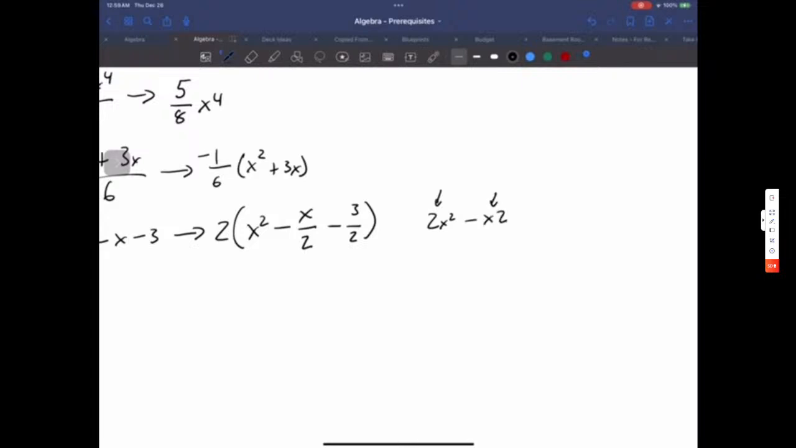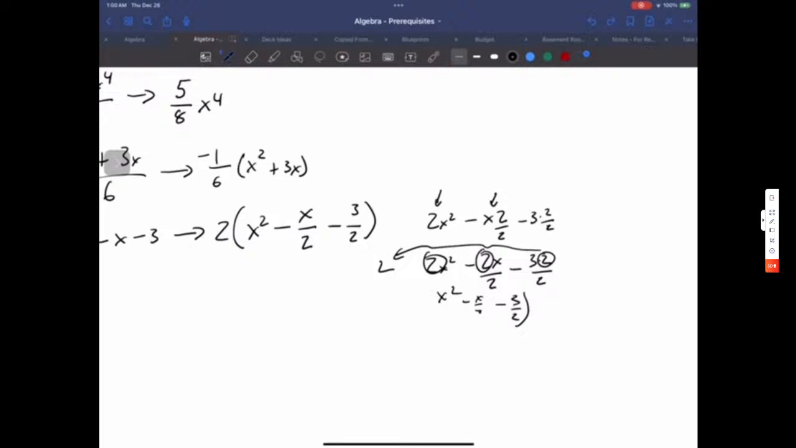Well, x times 2 divided by 2 is still x. So you could say that this is 2x squared minus 2x over 2 minus 3 times 2 over 2. So we have 3 times 2 over 2. And so now I can take a 2 out of each of these things, factor it out, and I'm left with x squared minus x over 2 minus 3 halves, which is what we got here.